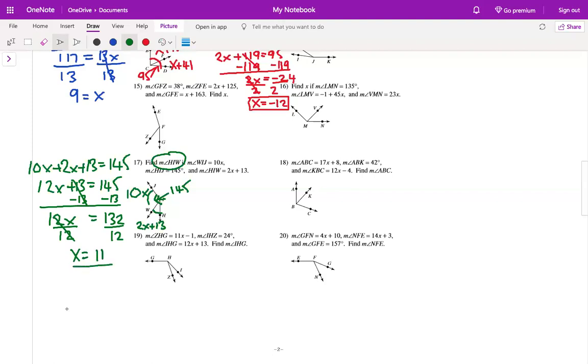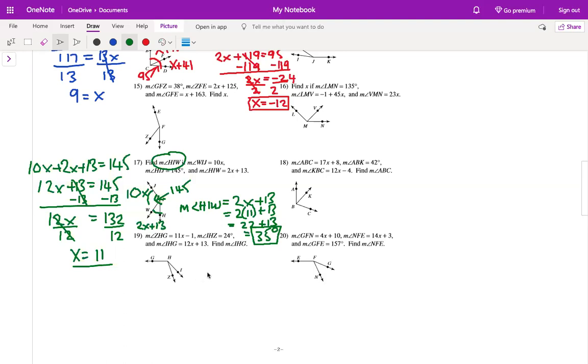So this is useful. We're looking for the measure of angle HIW, which is 2x plus 13. Now we already know that x is 11, so let's go ahead and write 11 instead of x because we've already solved for x. So that's 22 plus 13, and that gives us 35 degrees. Goodness, running out of space.